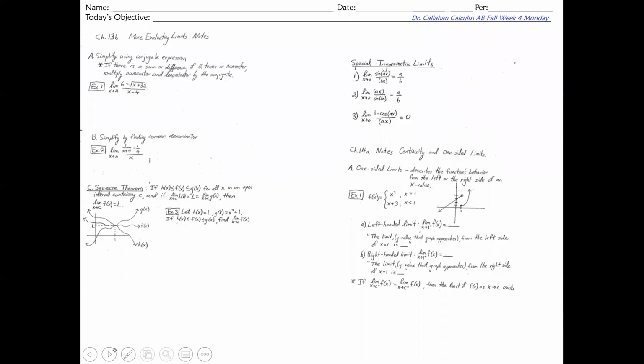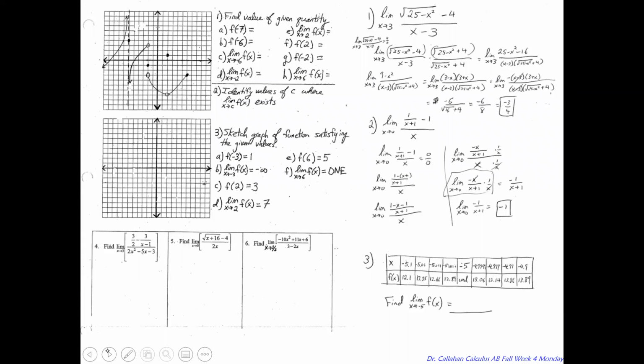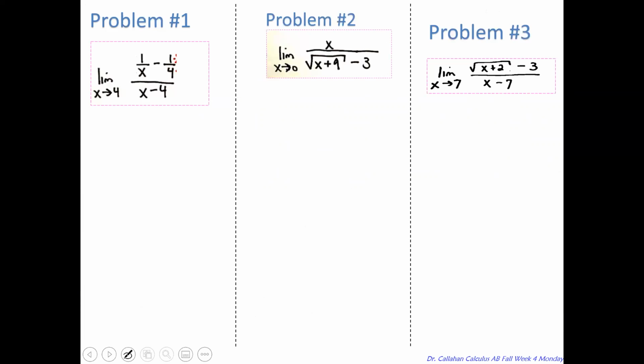So now let's take a look at your guided notes. So this is the first page of week 4 Monday. Second page, third page, and the fourth page. And these are the 3 examples we're going to go over in class.